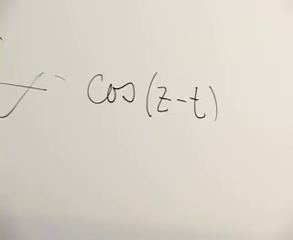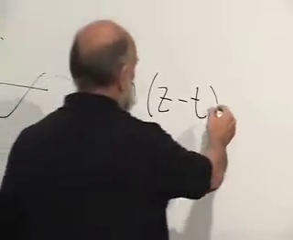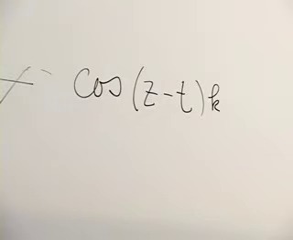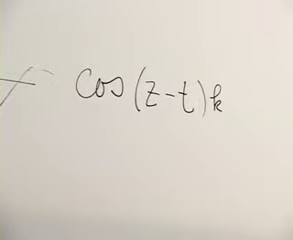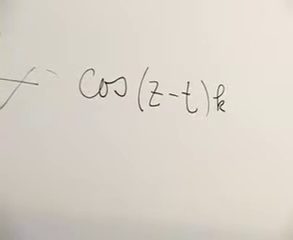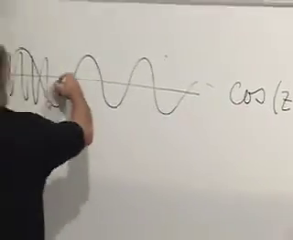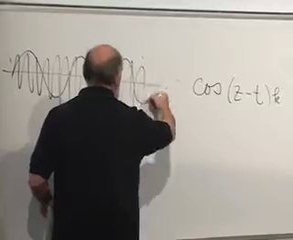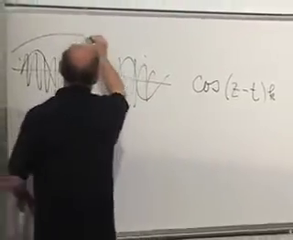And furthermore, you can throw in a constant here, usually called k, the wave number. Any constant. The bigger the constant is, incidentally, the shorter the wavelength of the wave. So if k is big, the wave looks like this. If k is small, the wave looks like this.